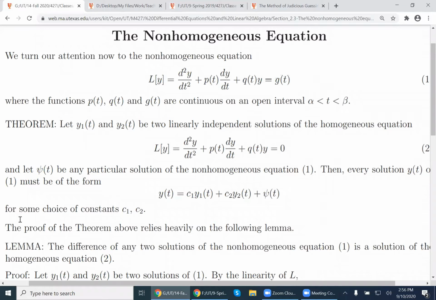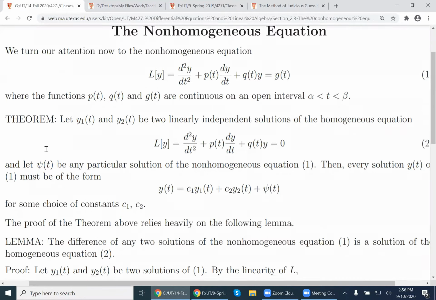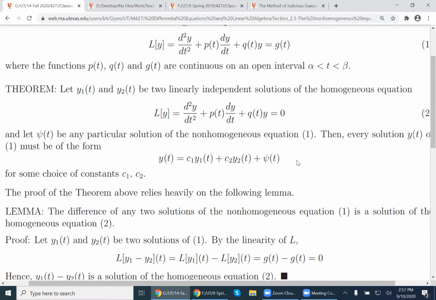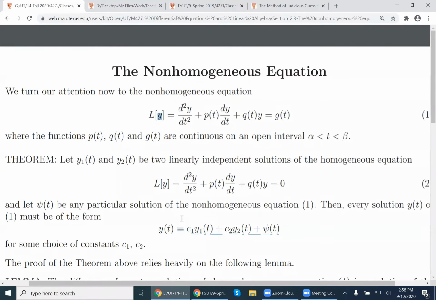Well, we don't prove this theorem, but I can give you some idea. Look, if you replace here y by the whole thing, since L is a linear operator, L of the whole thing is L of this plus L of this. But L of this is 0 because this is the general solution of homogeneous. L of psi is g because psi is a particular solution of non-homogeneous. And 0 plus g is g.